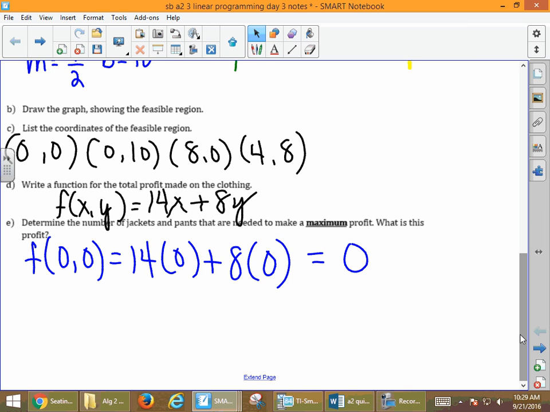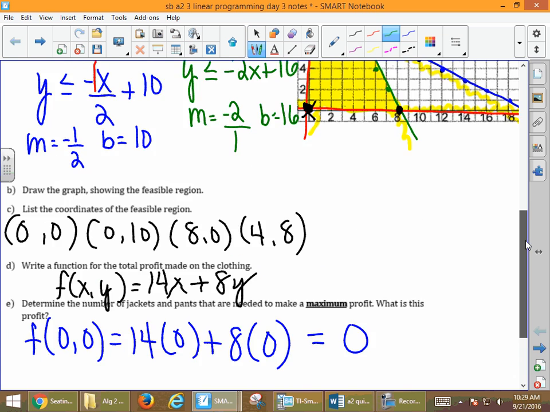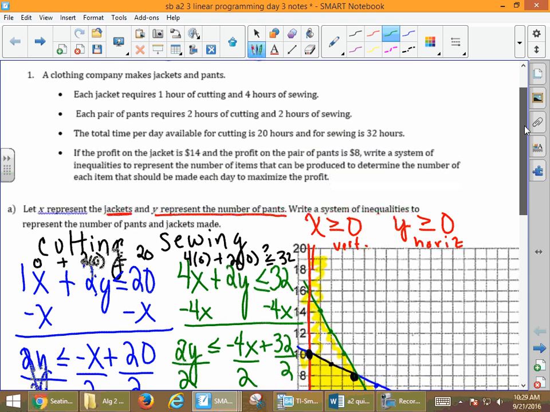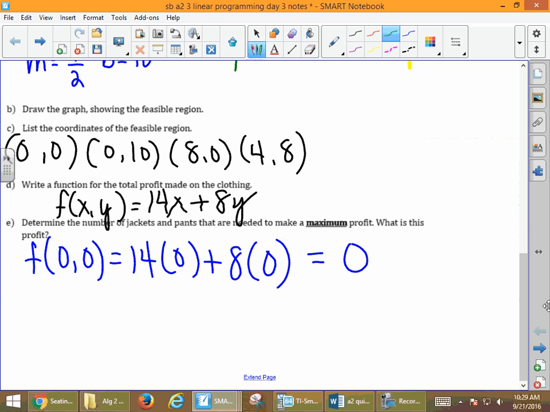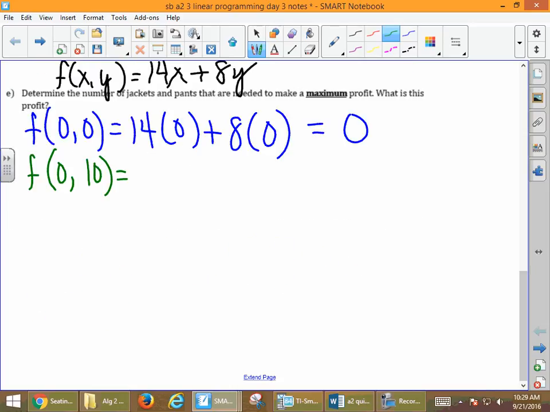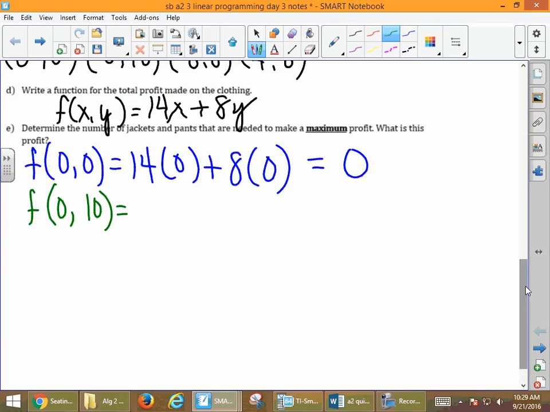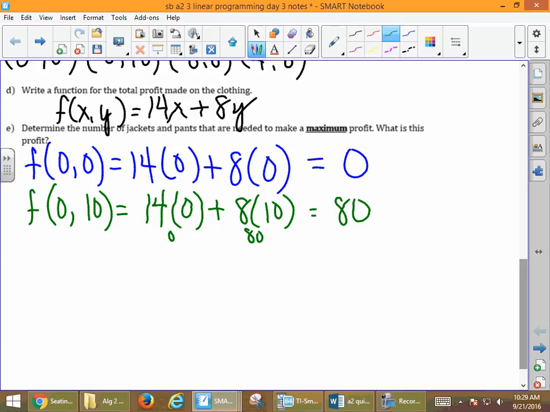But we have 3 others here. Remember that our x value are the jackets, so this next ordered pair says that we're going to make 0 jackets, and we're going to make 10 pairs of pants. That's what that ordered pair is. X is the jackets, Y are the pants. So this time we're going to put 0 back in for x, and 10 back in for y, and we get 0 plus 80, which is 80.